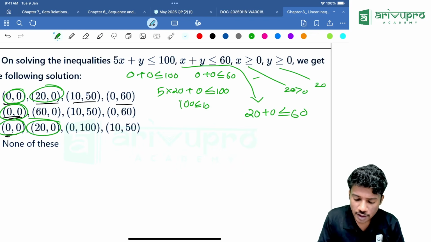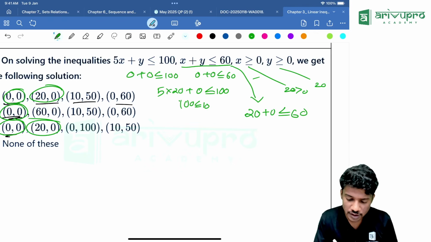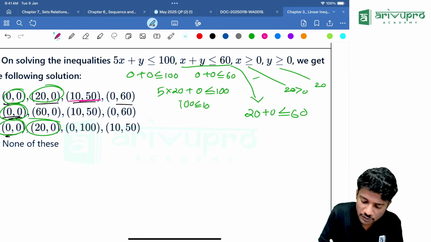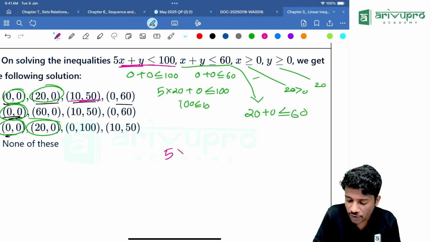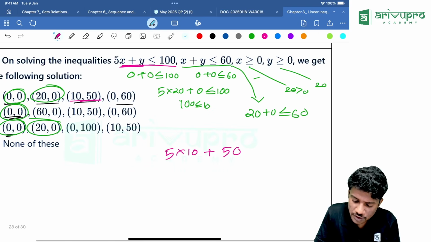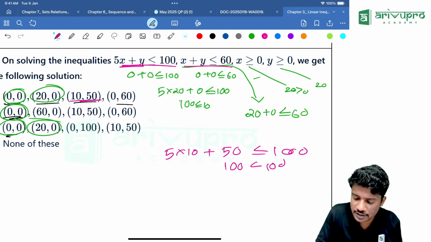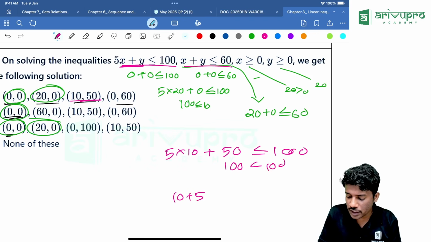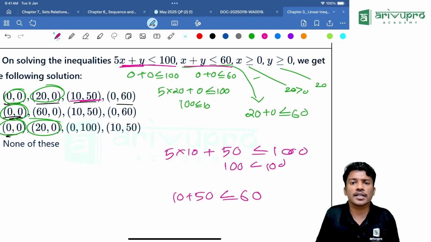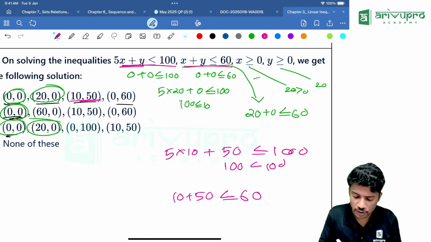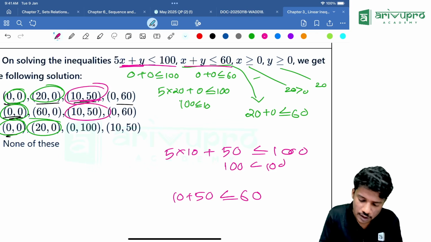Now the next one, 10, 50. Check the first one: 5 into 10 plus 50. That is how much? 100, less than or equal to 100. Correct. That means that is correct. Check the second one: 10 plus 50 is less than or equal to 60. That is also correct. Then here everything is correct. That means this point is also correct.